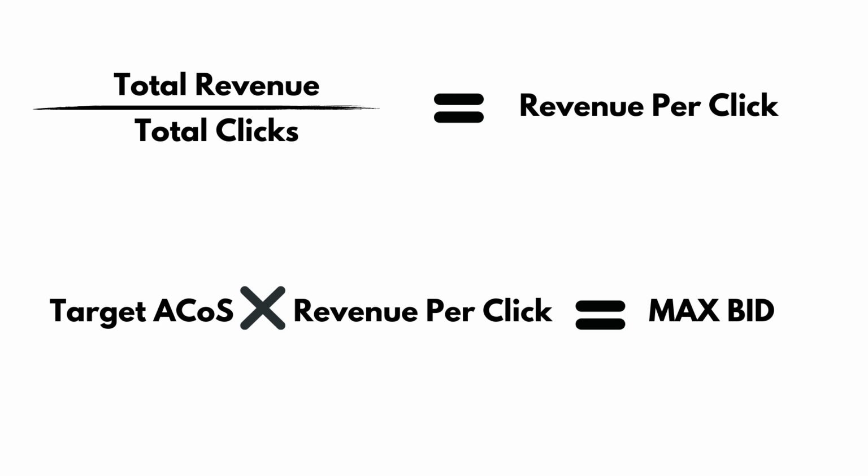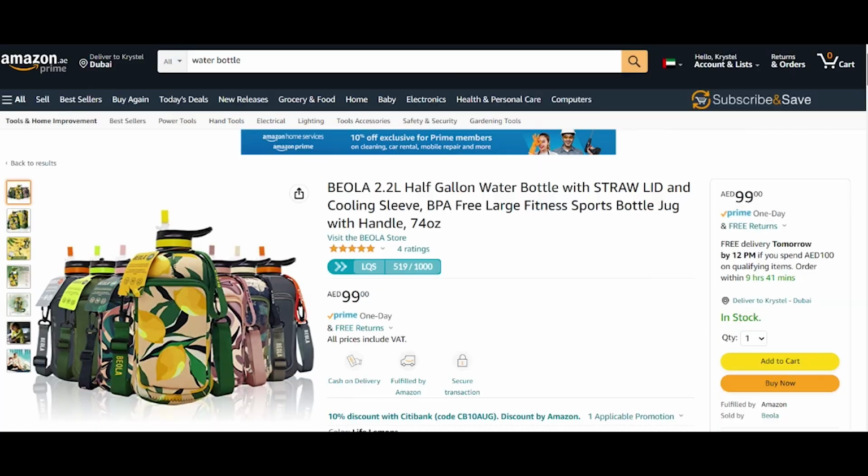And you'll get the revenue per click for that keyword, rather, not for the campaign. And then after that, you need to multiply the revenue per click by your target ACOS, whatever your target ACOS is, and that's where you get your max bid. Let me show you an actual real-life example. Okay, very simple and easy.